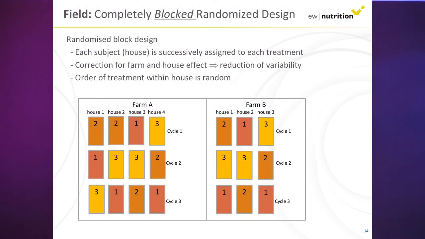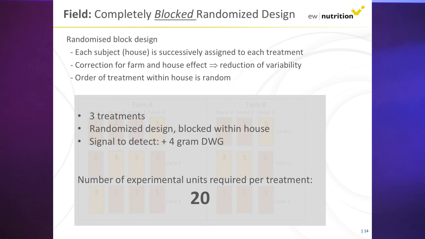The numbers in the next examples are directional, because I didn't have insight into all these different sources of variation, but it's just to give you a feeling that if you start to block the commercial houses that are more similar, group them together and allocate treatments within each of these groups, you are correcting for farm and house effects. You're reducing the variation and you can do it less.